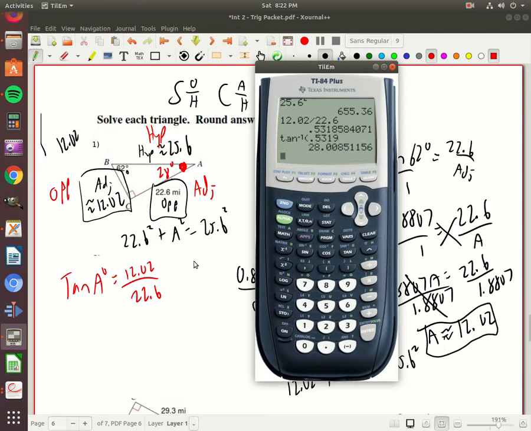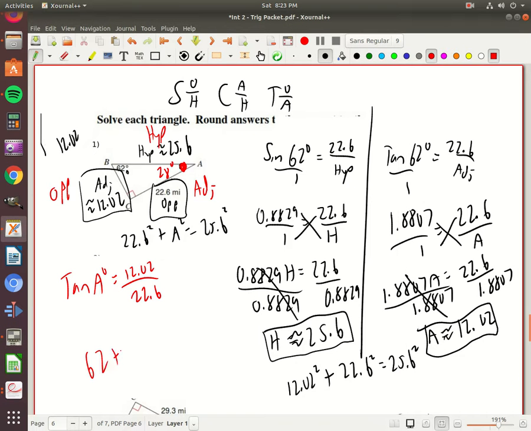But here's the other thing. What is 62 plus 28 plus 90? Doesn't that equal 180 degrees? We should have already known this was 28, right? 62 plus 90 plus 28 is 180, so we should have already known that. But that is the way that you can solve a triangle once you know everything.